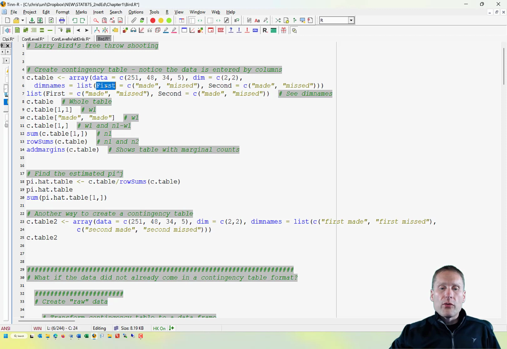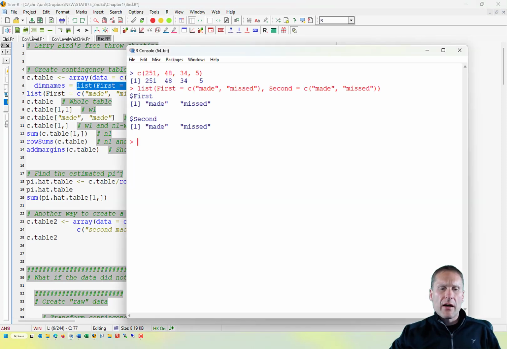So the rows are represented by what happened on the first free throw attempt, either it is made or missed. I combine that together using the C function. Then the columns represent the second attempt. I'm going to combine together the made and missed again. Now I put all of this into a list. A list is a special kind of way to put stuff together into an object in R.